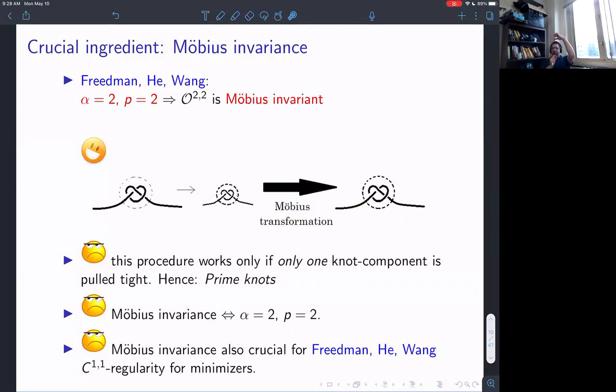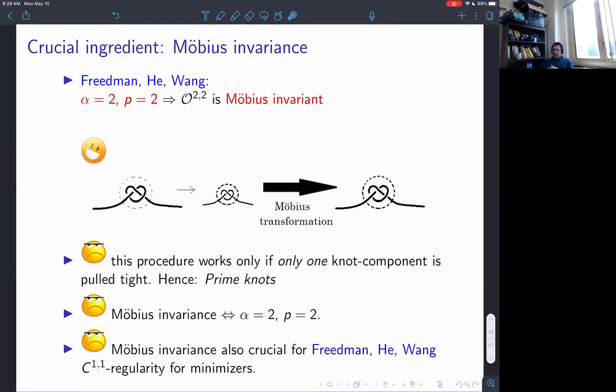If you now have a knot which has two pull tights at the same time, you may make it worse, right? You control one pull tight, make it bigger, you make the other one even more pulled tight, right? So this procedure, geometrically, seems to work only very well if you are in only one knot component, meaning you are in a prime knot, right? If not, you can control one pull tight at a time, and so for prime knots this works.